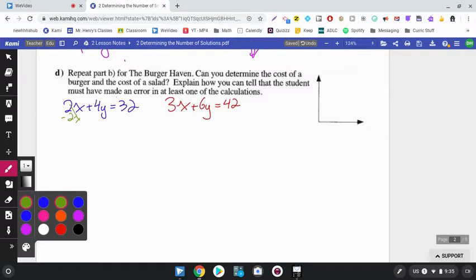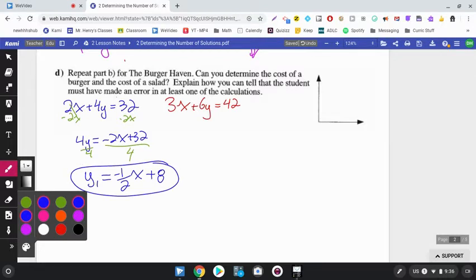So subtract 2x, subtract 2x. 4y equals negative 2x plus 32. And divide by 4. What I do to one side, I do to the other. y1, my first equation, is negative 1/2 x, negative 2 over 4, that's negative 1/2, plus 8. Okay. And then the next one, rearrange in a similar fashion.